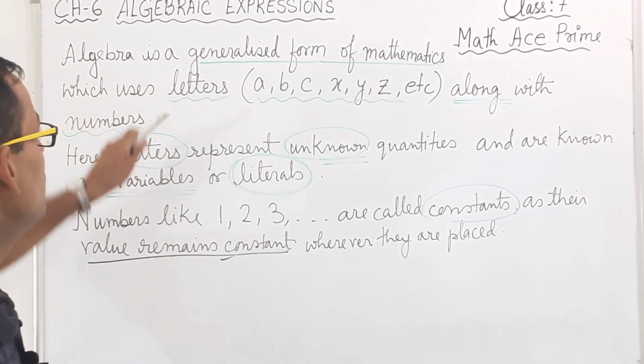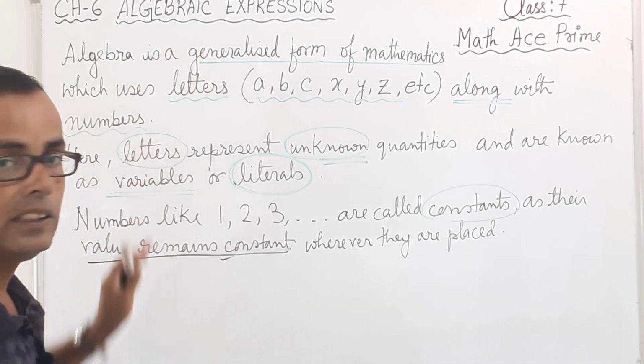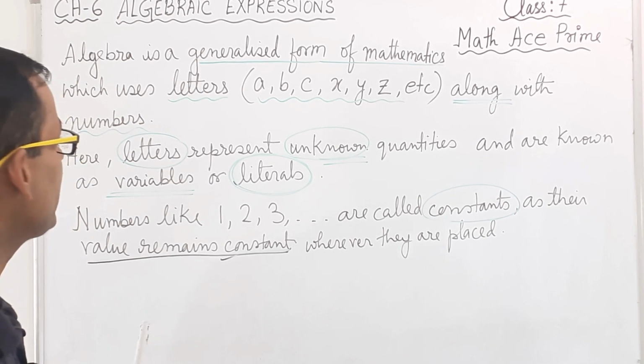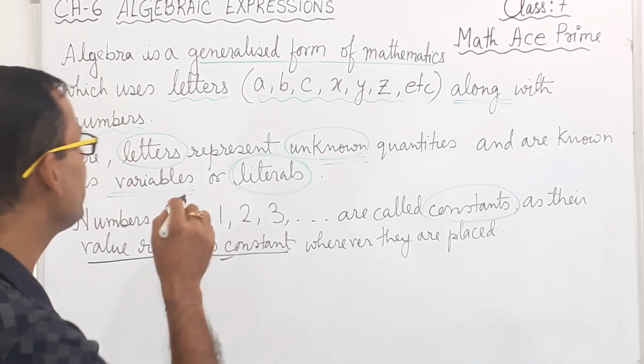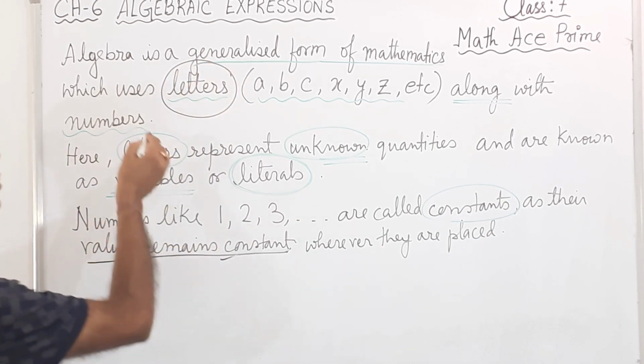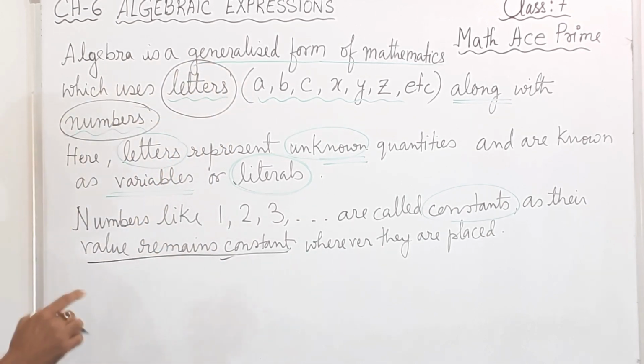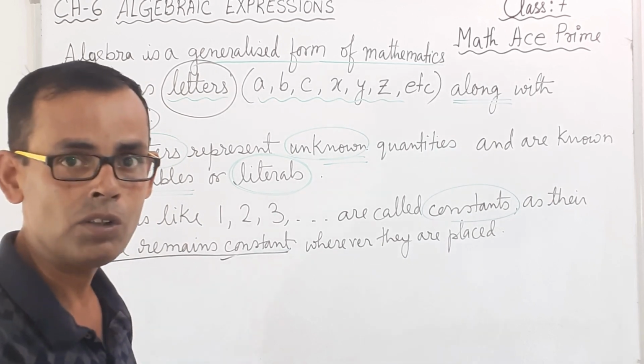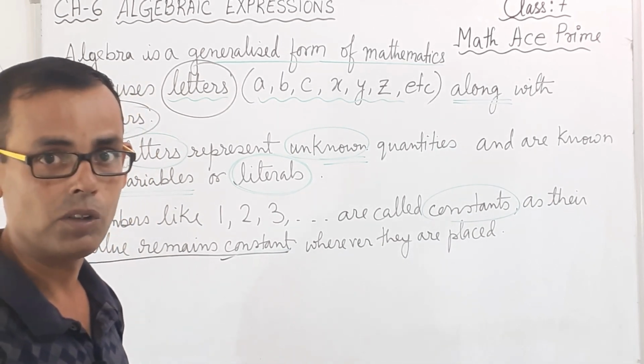Clear? Now what we understood is that algebra is a generalized form of mathematics, and it uses two things: letters as well as numbers. It is using letters also, it is using numbers also.